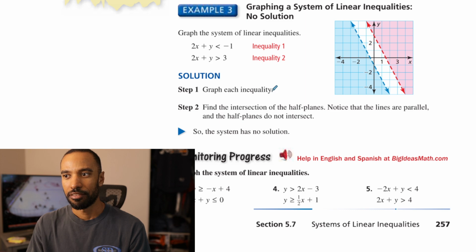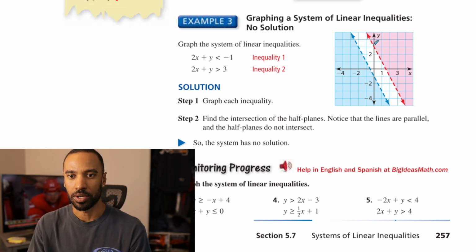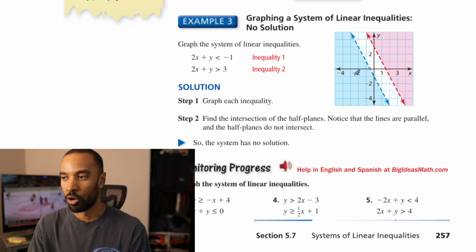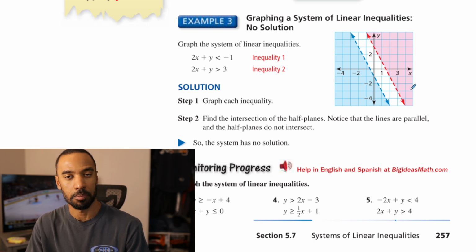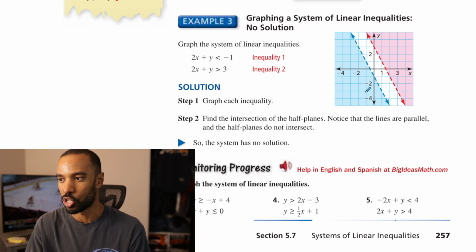There are cases where you'll have no solution. You'll have no solution in a simple case like this, when you have parallel lines and you have shading below the lower line and shading above the bigger line, something like that, where there's no overlapping shaded region, right? Just because there's shading here and here.